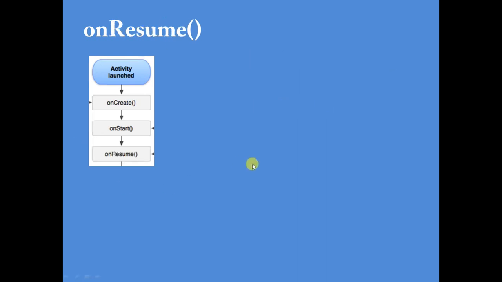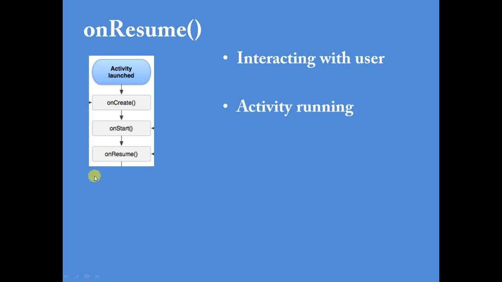And next we have the onResume method. This method is followed by onStart. You can say that the application is running and the user will be able to interact with the UI components once this method is executed. So these three methods we just saw, onCreate, onStart and onResume. Once these three methods are executed, the activity will be in the running state and the user can interact with the UI components.